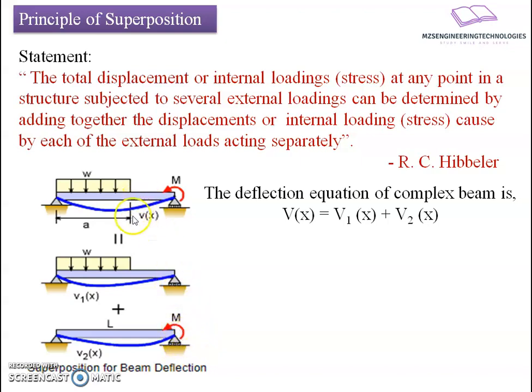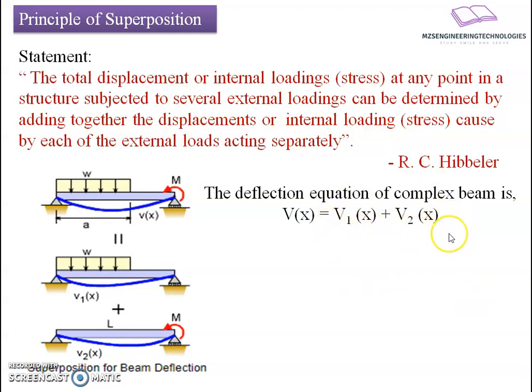Let us say v(x) is the total displacement of the beam under the several external loads, whereas v1(x) is the displacement of the beam under the UDL only, and v2(x) is the displacement of the beam under the point moment load. Then, the deflection equation of the complex beam can be rewritten as v(x) = v1(x) + v2(x). This principle helps us to resolve complex geometry and get the result.